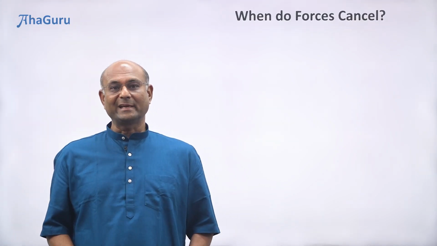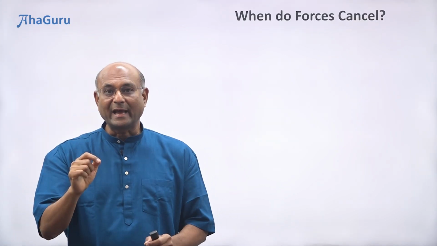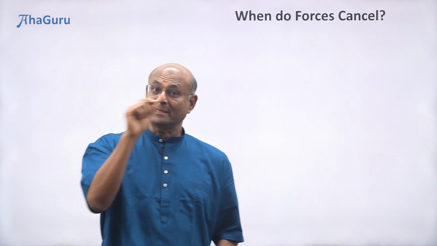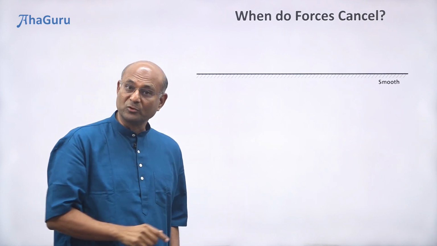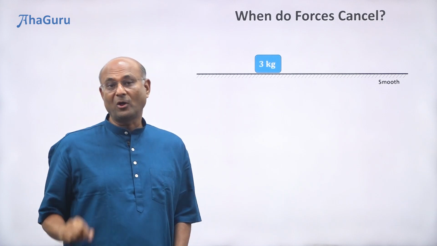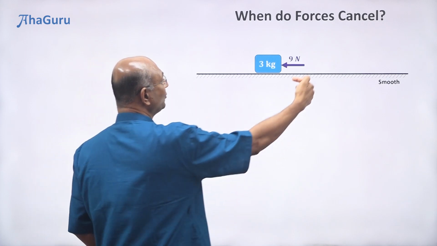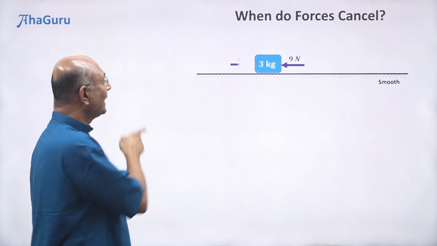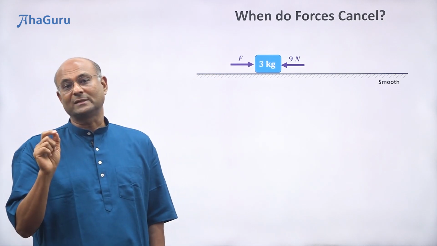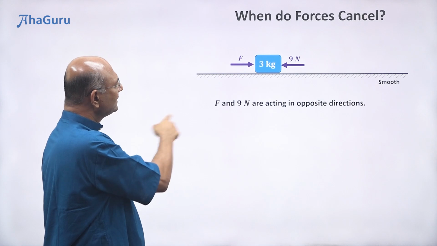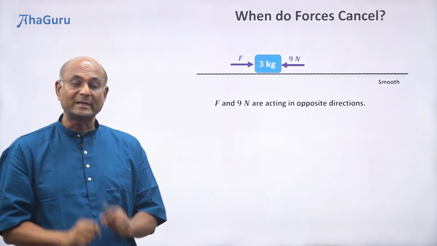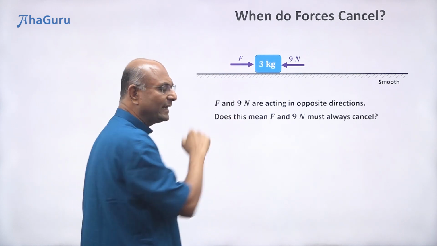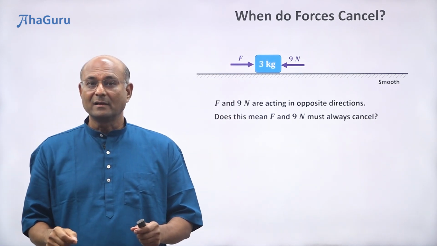Before we get to Kavya's doubt, we must understand very carefully what we mean when we say forces cancel. To understand this, I'm going to use this smooth floor. There is a 3 kg block on this floor. There is a force of 9 newtons acting towards the left on this block and a force F acting towards the right. Clearly, these two forces are acting in opposite directions, right? Does this mean that F and 9 newtons will cancel?